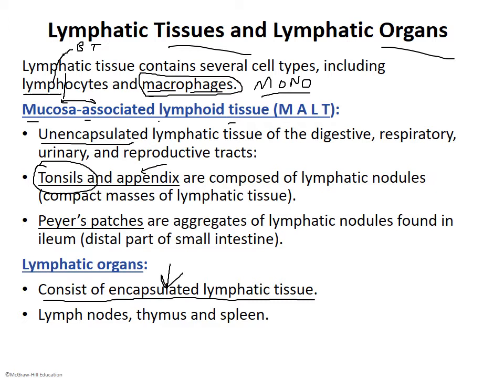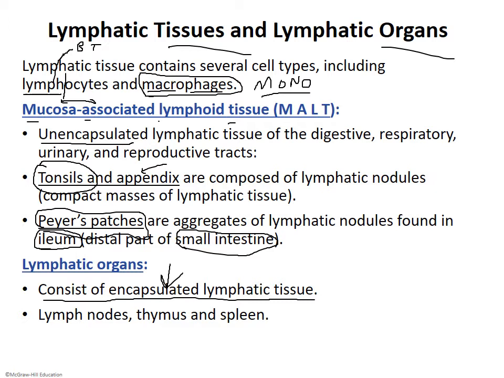And then this other one is called Peyer's patches. The only thing I want you to know about the Peyer's patches is it is about the small intestine, and they are particularly the last part of the small intestine, which is called the ileum. So Peyer's patches are about the small intestines, in particular the last part called the ileum. So we're going to look at it a little bit in this chapter, but mainly in the digestive system when we look at the alimentary canal and look at the small intestines.